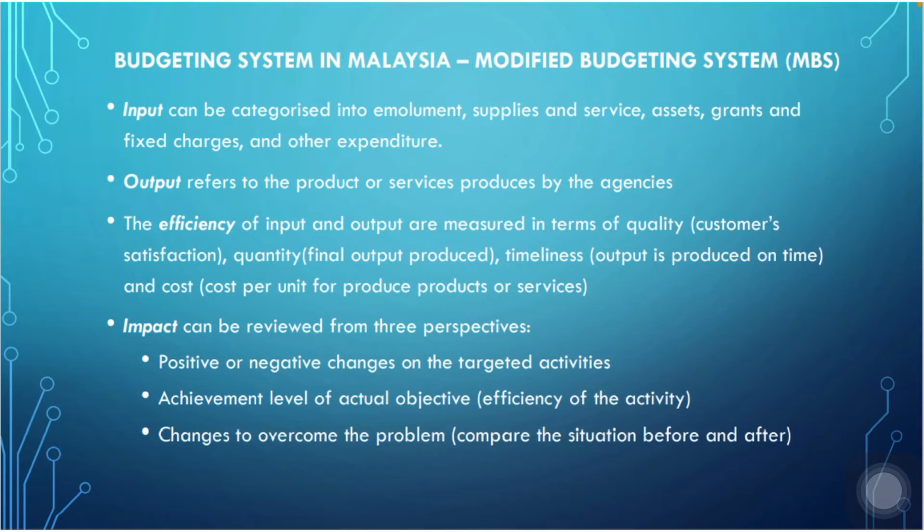So macam mana kita nak ukur efficiency tu? First adalah quality, customer punya kepuasan. Second, barulah quantity, berapa banyak output yang telah diproducekan. Timeline ni sangat penting. Kalau dalam masa 1 tahun, berapa banyak output yang telah diproducekan, dan dalam output yang diproducekan tu, adakah dia on time ataupun tidak.